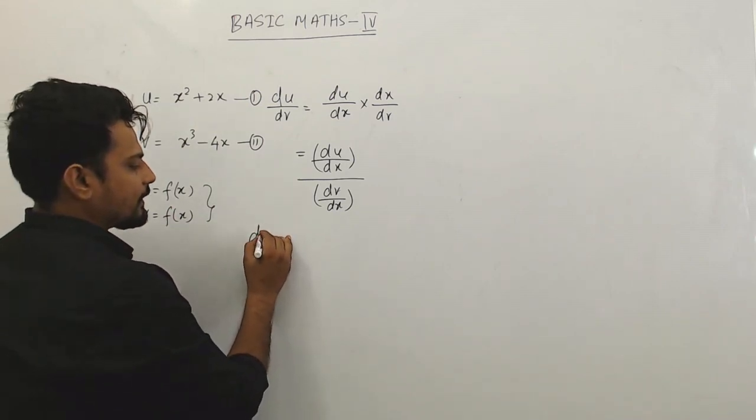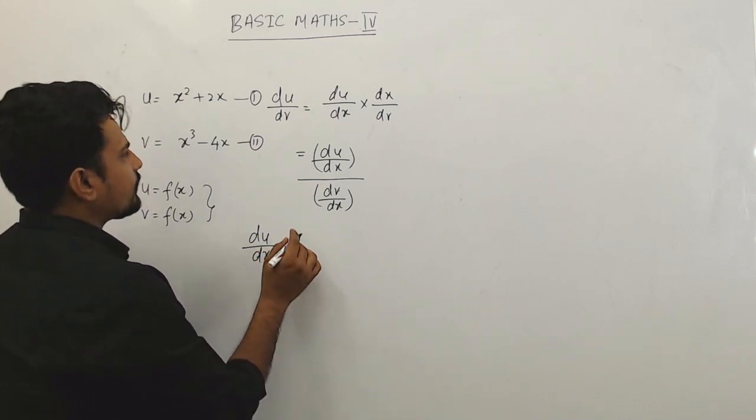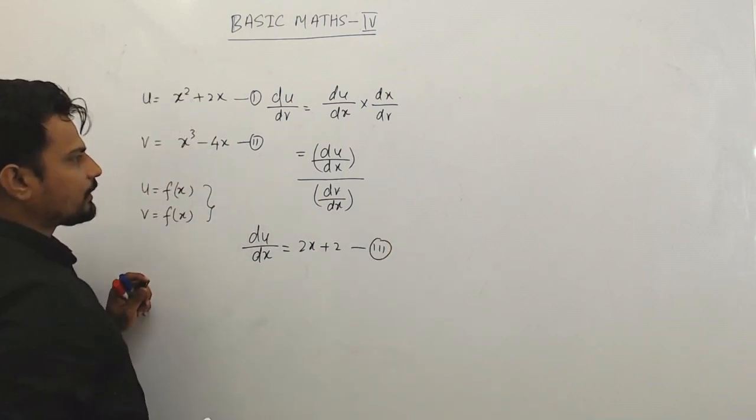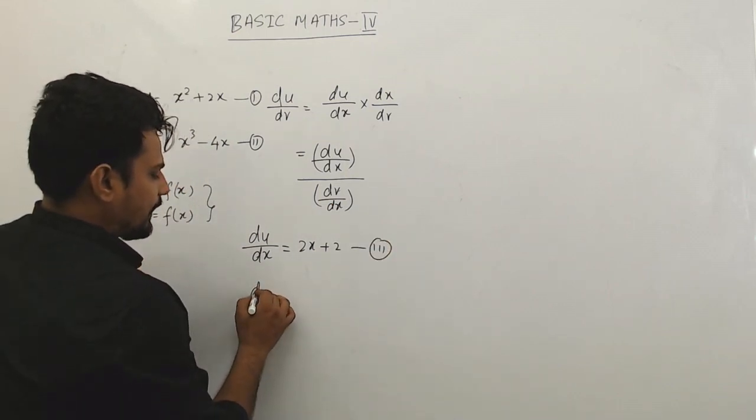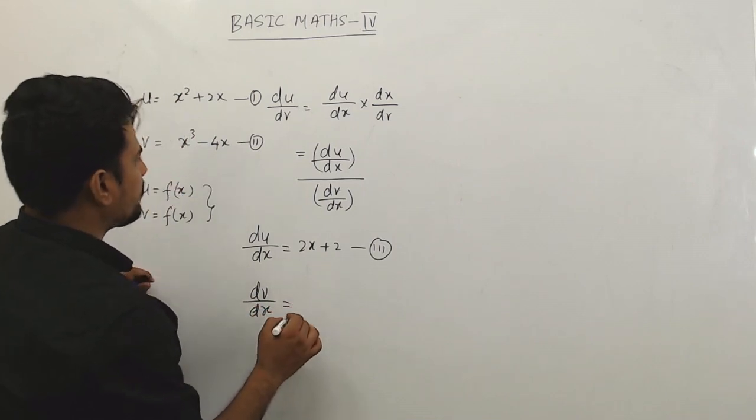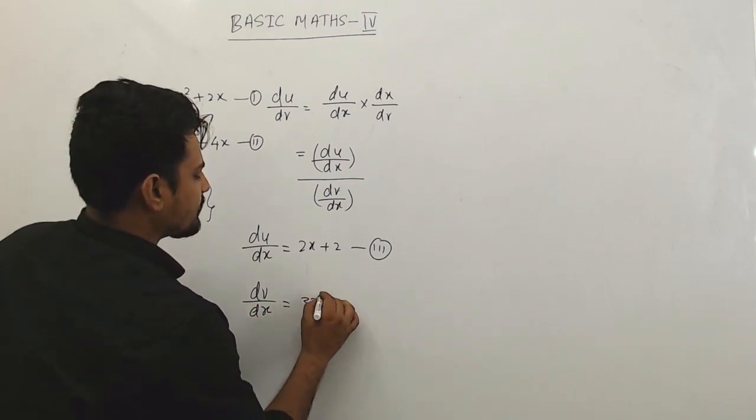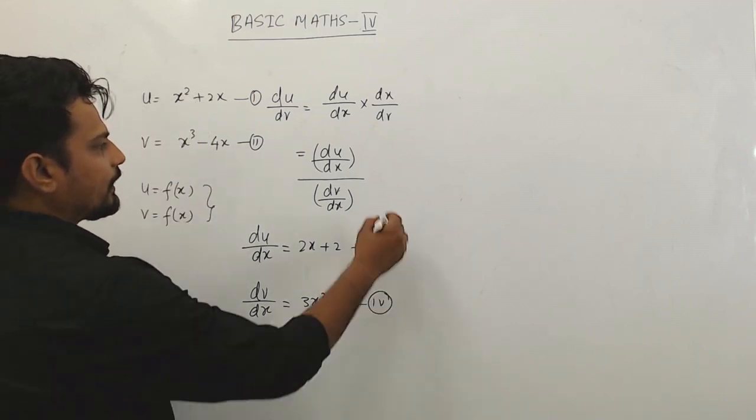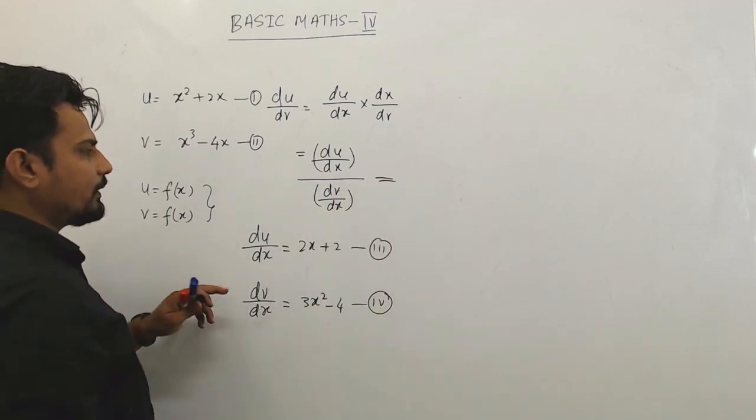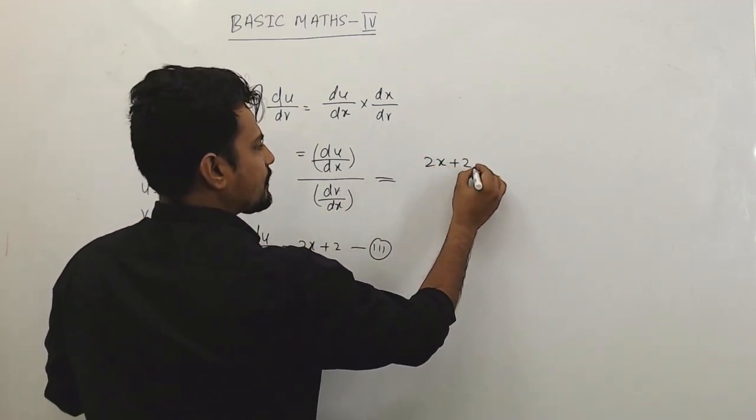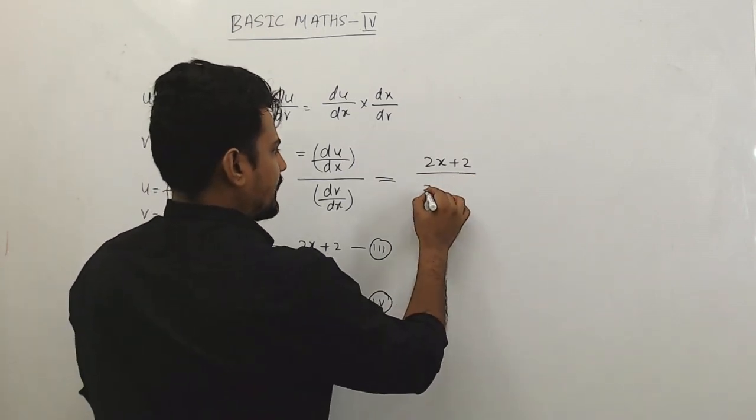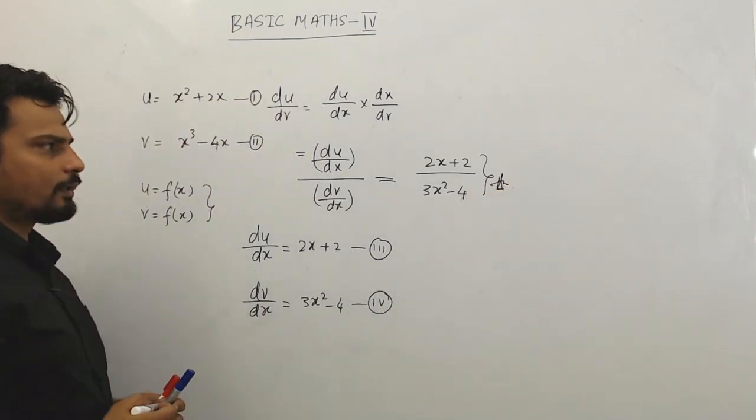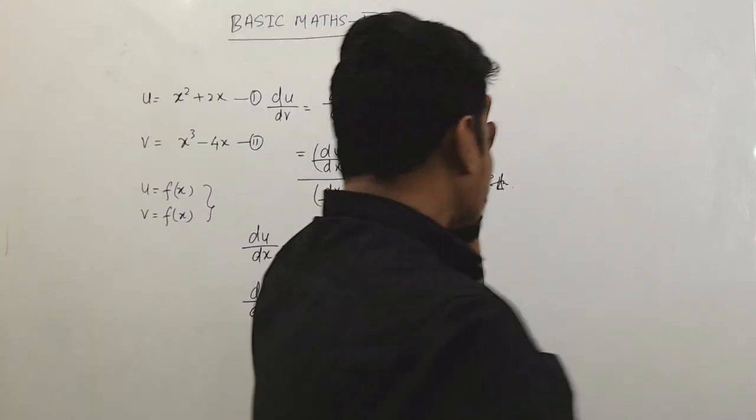So first, let us find du by dx. That should be how much? 2x plus 2, equation 3. I would just put that, just to ensure we don't miss out on anything. And here we have dv upon dx. That should be how much? 3 times x square minus 4. Now, I'm going to replace this over here in this equation. So du upon dv should be (2x plus 2) upon (3x square minus 4), and yes, that is your answer, my dear. So whenever you have this kind of case, this is how we have to approach it.